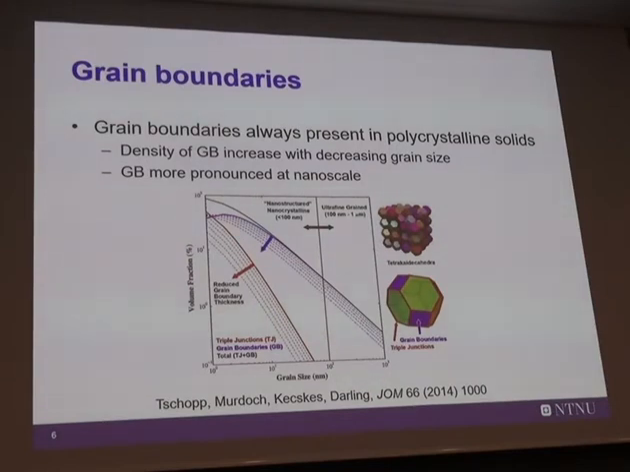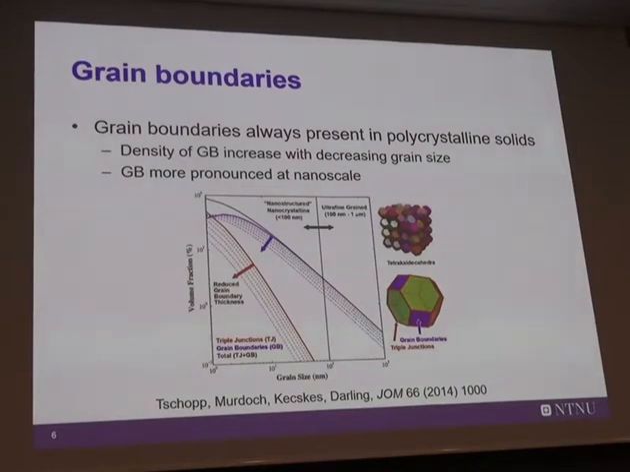So of course, when you go down to very small finite size, the effect of grain boundaries becomes even more enhanced, and in some cases the properties will be completely controlled by the grain boundary properties. But the way we normally understand materials is that we understand the bulk, and we don't really understand the grain boundaries to the same extent.